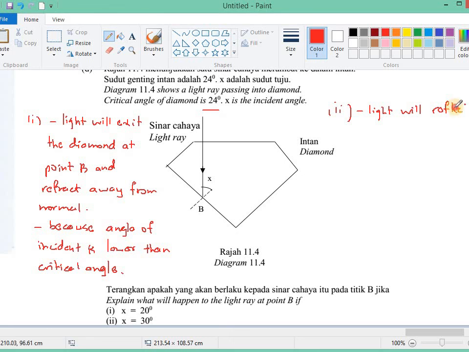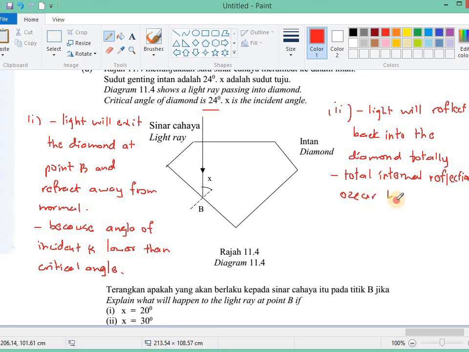And then the second one, 30 degrees, so more than critical angle already, so light will reflect back into the diamond totally. Total internal reflection occurs because incident angle is greater than critical angle. Just like that. Okay, very simple.